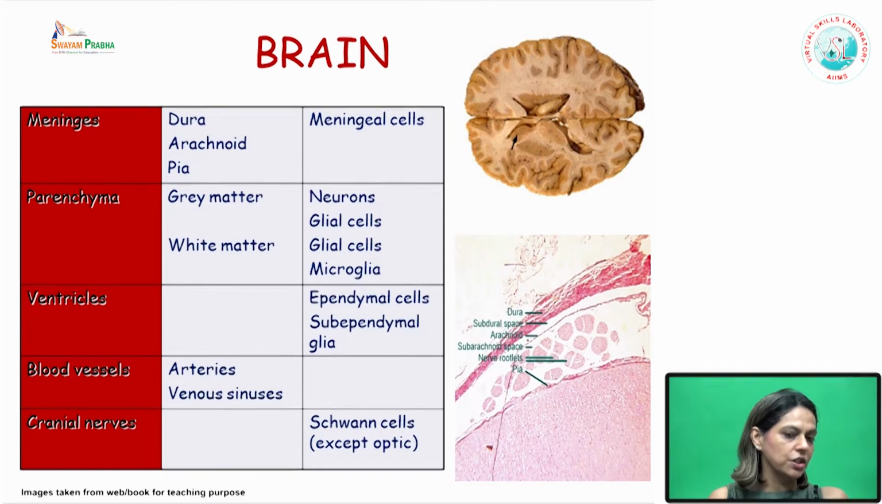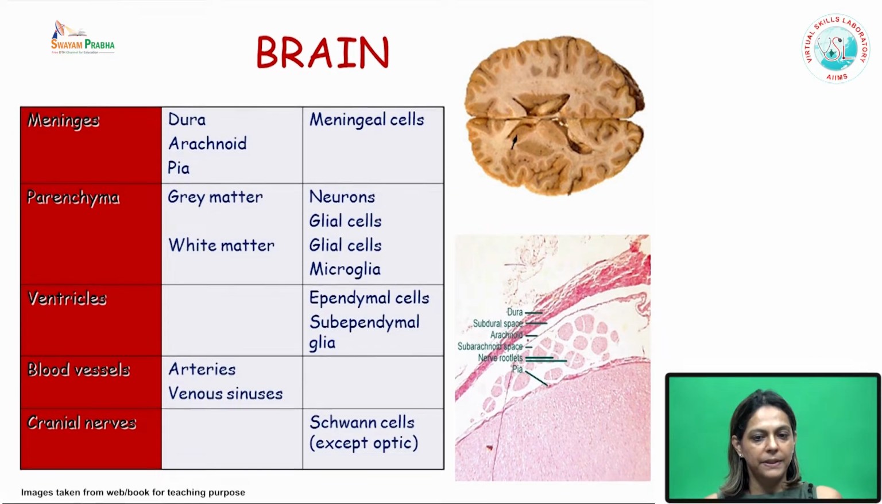So if you look at the structures of the brain, it is covered by meninges, which has three layers: the dura, arachnoid and the pia. Then the parenchyma of the brain can be divided into grey matter and white matter. Grey matter primarily comprises neurons, and white matter primarily comprises the supporting cells, which are known as the glial cells. The glial cells are astrocytic cells, oligodendroglial cells and ependymal cells, and their supporting cells are microglia. Then you have the ventricles, which are primarily lined by the ependymal cells.